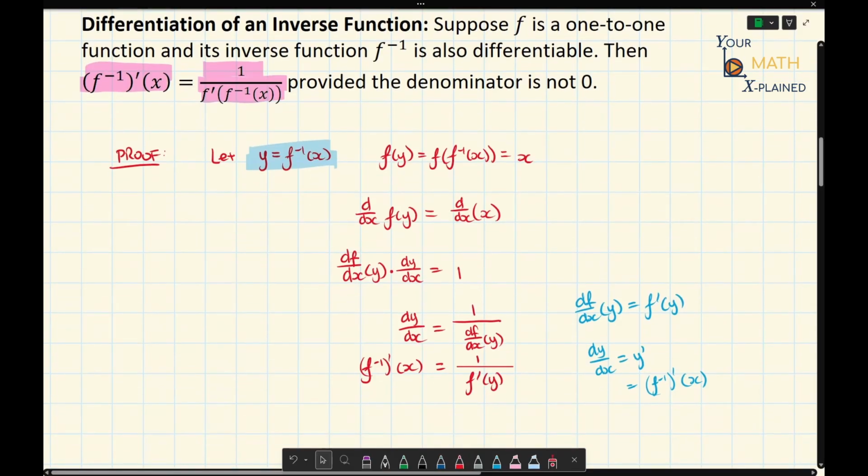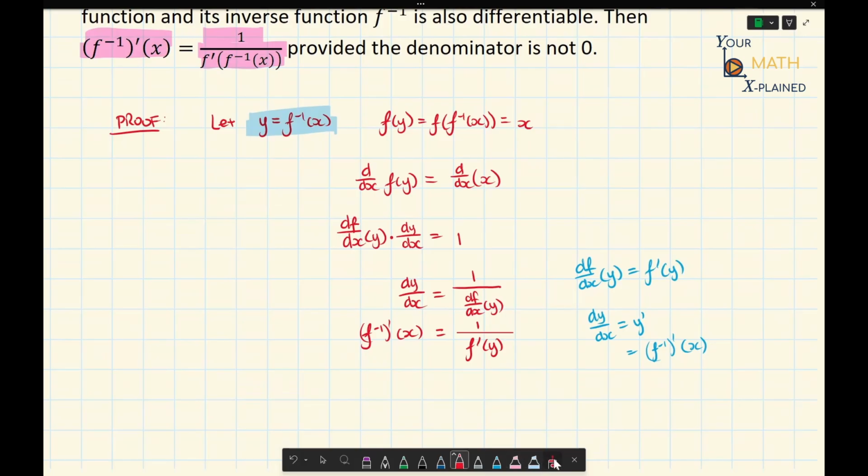And now we just have one last substitution to do, which is this one right here, where y is equal to f inverse of x. So which means finally we get the derivative of f inverse of x is equal to 1 over f prime of f inverse of x. And that is exactly what this is.